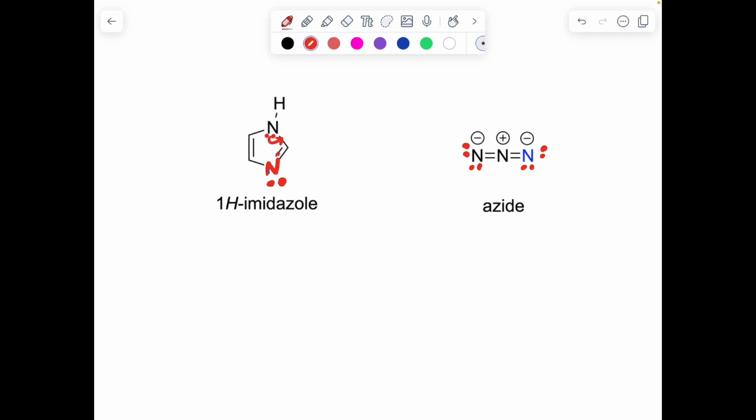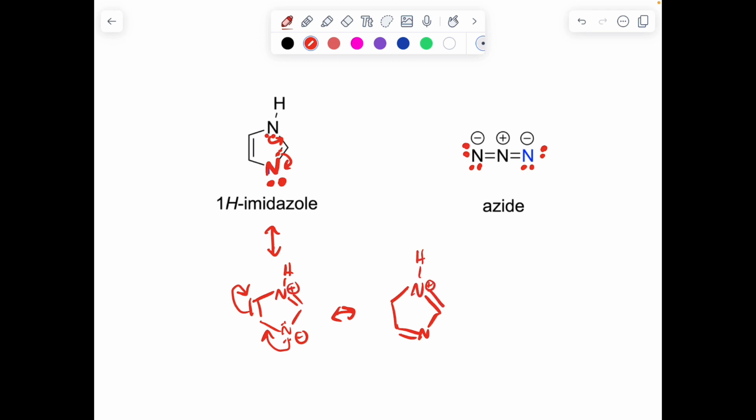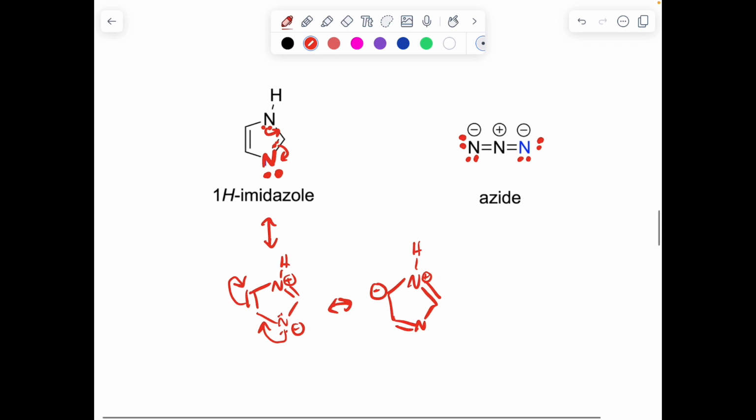Because here we could go 2 in, 2 up, draw a resonance form. Minus, and then go 2 in, 2 up. Plus, minus. And we can see that, okay, well, one of these lone pairs, let's make it pink, is there the entire time. So it is actually not being delocalized. It is just fully residing on this nitrogen.